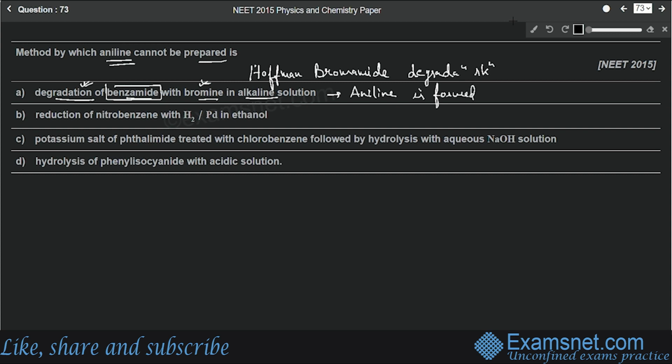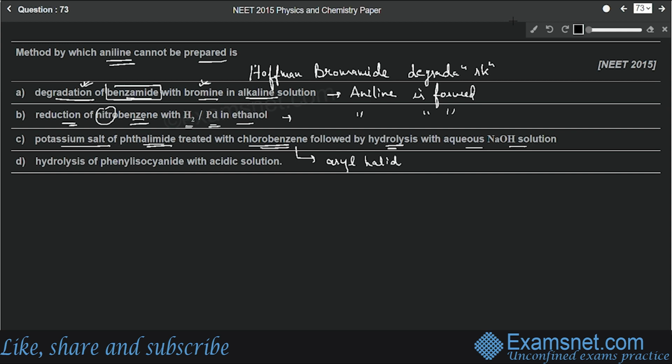Then in the next one we have reduction of nitrobenzene with hydrogen or palladium in ethanol. So here, yes, nitro group will be replaced by the amino group and it will lead to the formation of aniline. So here also aniline will be formed. In the third one, we have potassium salt of phthalimide treated with chlorobenzene followed by hydrolysis with aqueous NaOH solution. Okay, so here phthalimide is treated with chlorobenzene, which is an aryl halide.